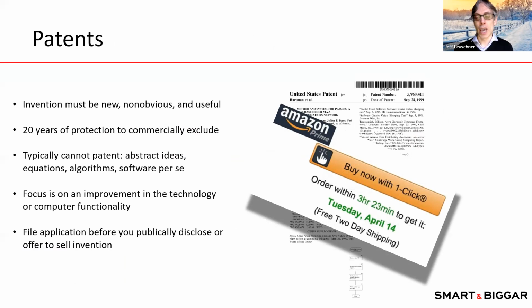There's certain things you can't patent, like you can't patent things that get too abstract, like abstract ideas, equations, algorithms per se. If though you have some sort of invention that you could spin or explain as being an improvement in technology or an improvement in how the computer functions, that's something that from a legal requirement perspective could be a good candidate for patent protection.